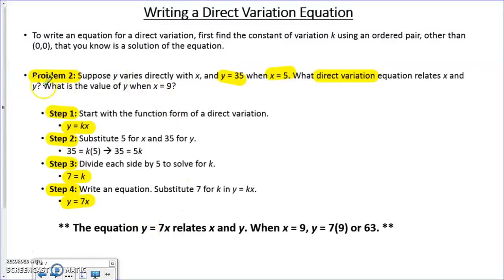And then the second part was, what is the value of y when x is equal to 9? All you have to do is substitute 9 for x in this direct variation equation, so therefore y is equal to 7 times 9, or 63, when x is equal to 9.